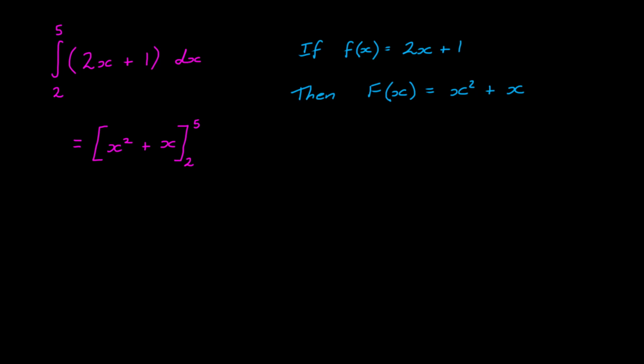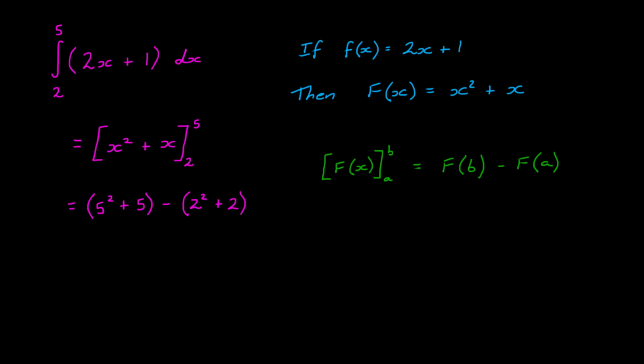In our next line of working, we put the antiderivative function and we state the limits that we are going to calculate it between. This notation, when we place the antiderivative inside square brackets with the two limits indicated, is used as a shorthand to represent evaluating the function at b and then subtracting the evaluation of that function at a. So substituting the values 5 and 2 into our antiderivative x squared plus x gives us 5 squared plus 5 minus 2 squared plus 2. This then equals 30 minus 6, which gives us that the area under the curve 2x plus 1 between 2 and 5 is equal to 24.